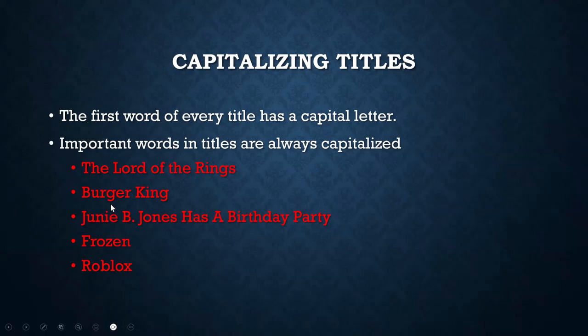If you are in doubt, look at the words and ask yourself, is this word important? And if it is, or if you think it is, it's probably a good idea to make the first letter a capital letter.